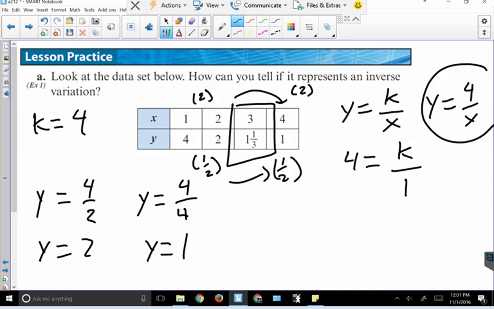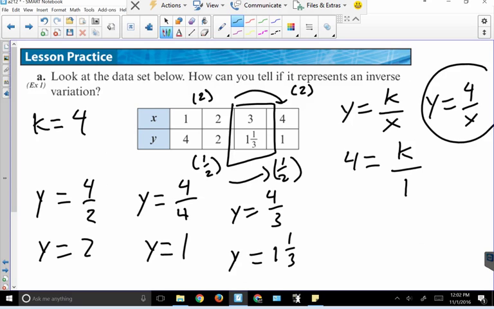So what about this 3 thing? Y is equal to 4 over what? What's my x that I'm putting in? 3. So is that equal to 1 1/3? So is this an inverse variation equation? Yes. What is the constant of variation? 4. Kind of looked like it, but we had to go through and check.